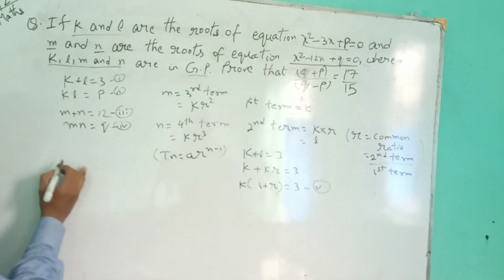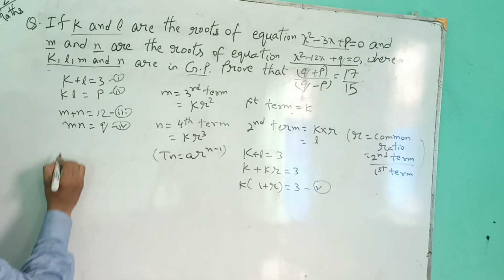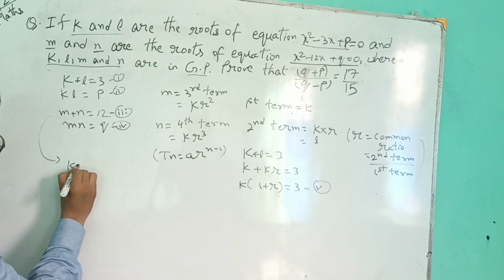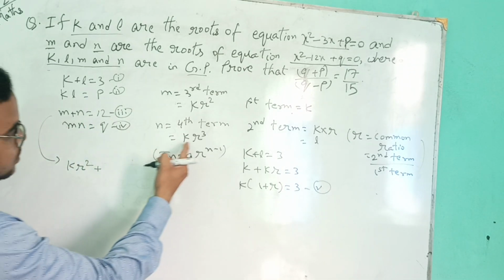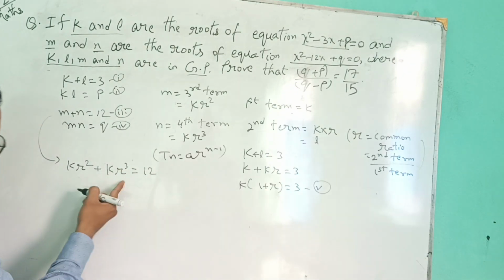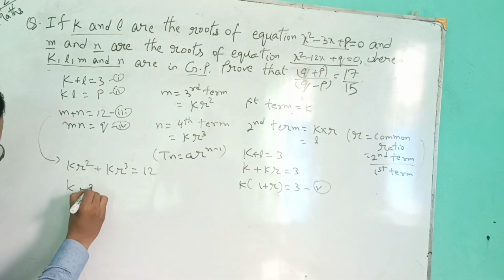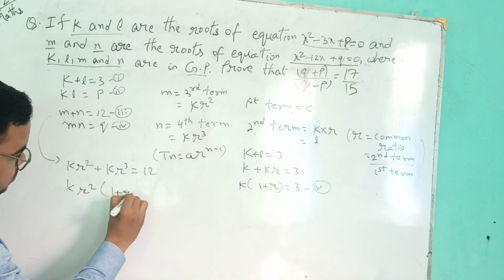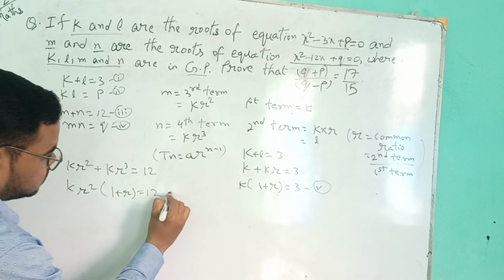Now we will understand m plus n equal to 12. We can write m equal to k r square and n equal to k r cube, and this equals 12. From here we can take out k r square common, so k r square into (1 plus r) equal to 12. This is equation number 6.